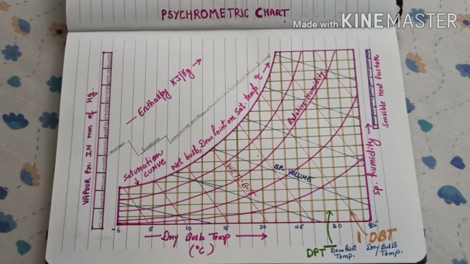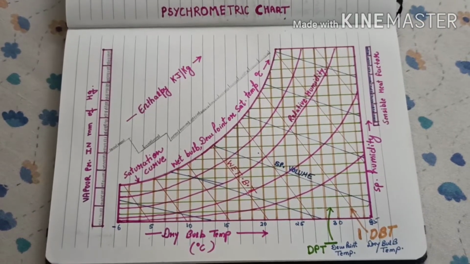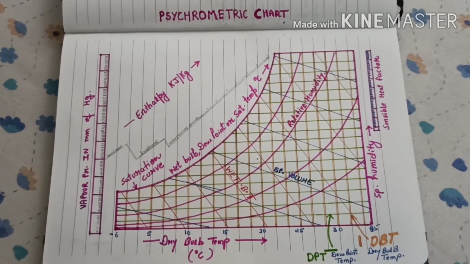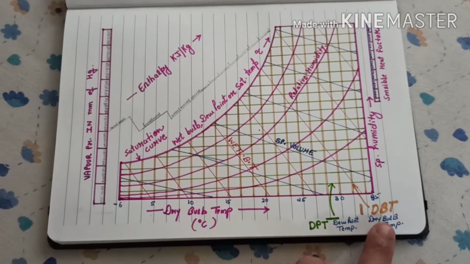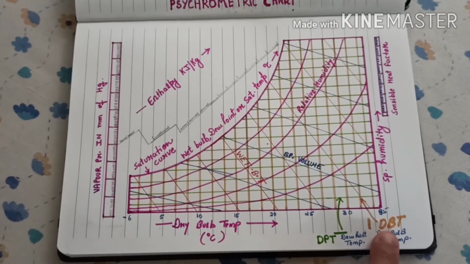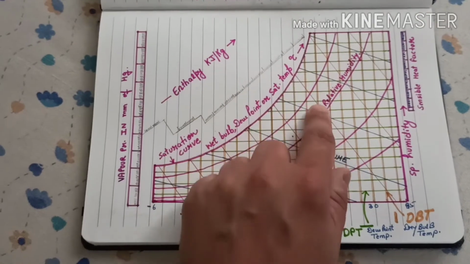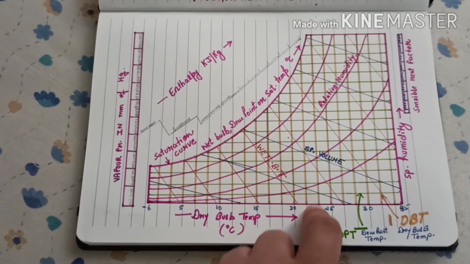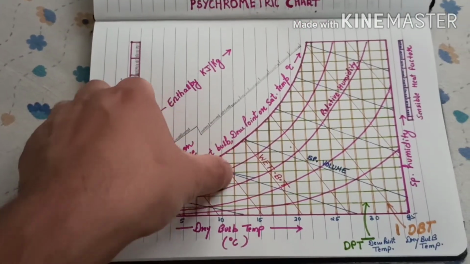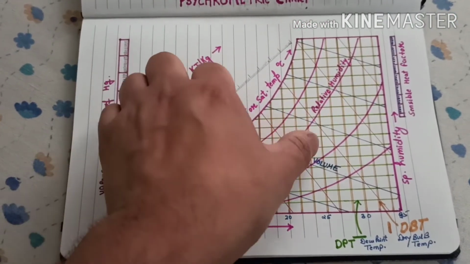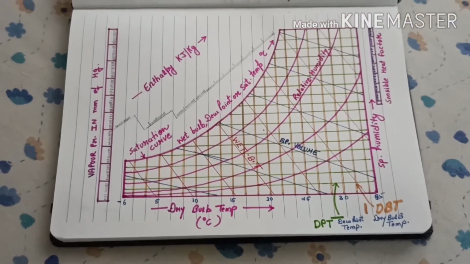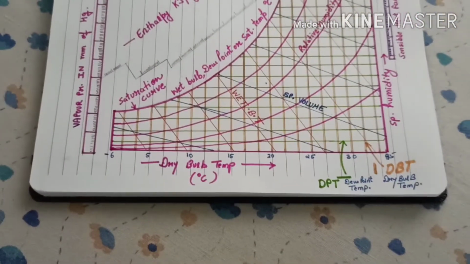So let us quickly see how these lines are plotted. There are various color lines we will be discussing one by one. Here is the dry bulb temperature line. The dry bulb temperature lines are drawn vertically. These vertical lines are the dry bulb temperature lines, which are very important from the perspective of numerical solving.